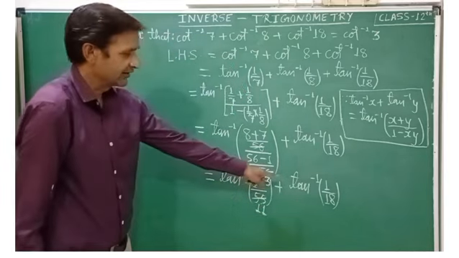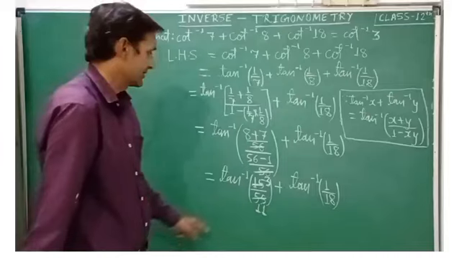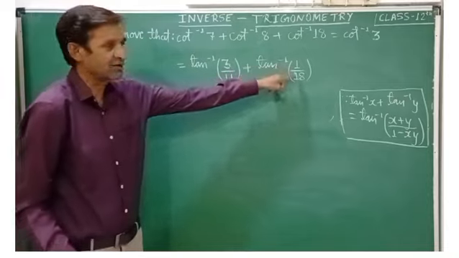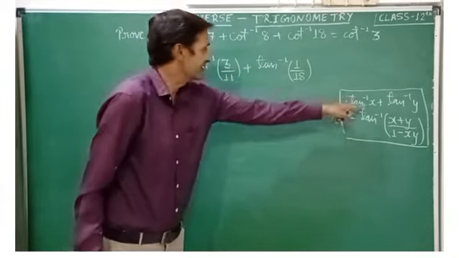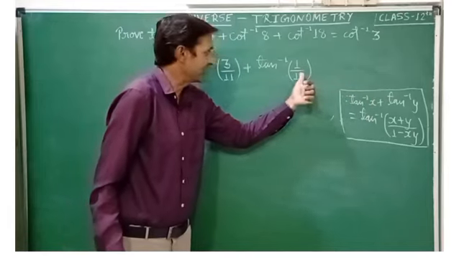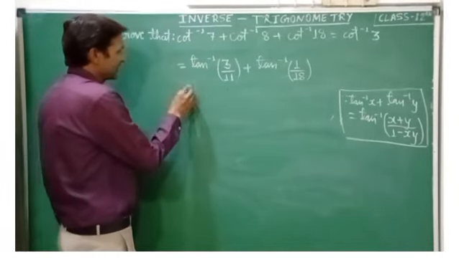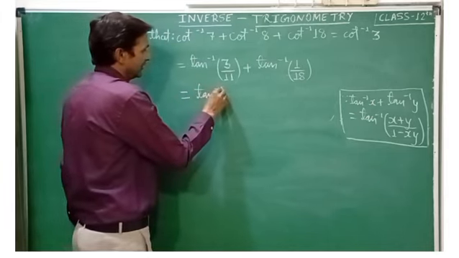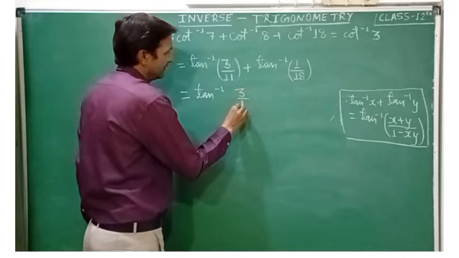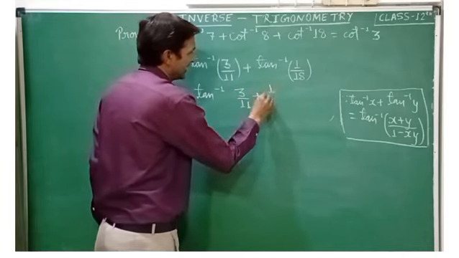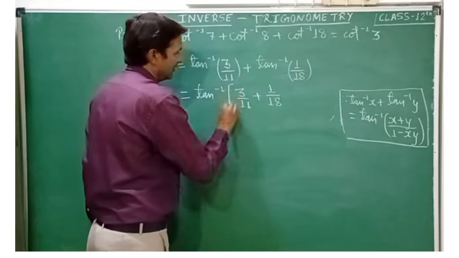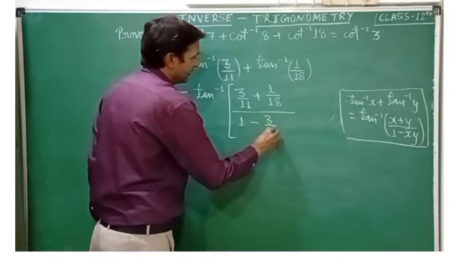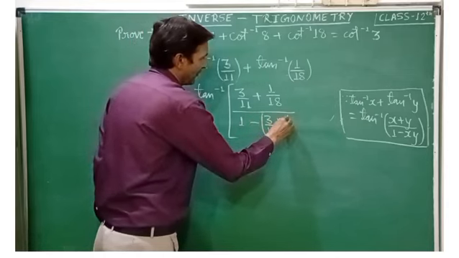Now we will take these two terms as x and y, and again we apply tan inverse x plus tan inverse y. In place of x there is 3 upon 11, in place of y there is 1 upon 18. So it will be tan inverse of 3 upon 11 plus 1 upon 18 upon 1 minus 3 upon 11 into 1 upon 18.